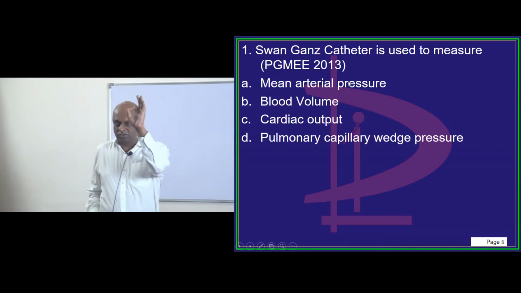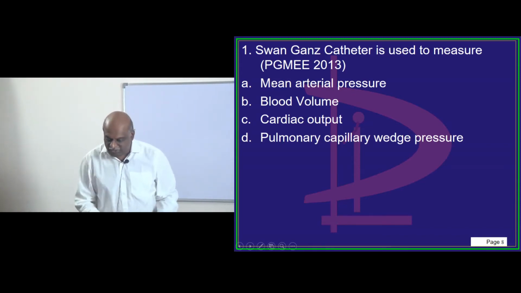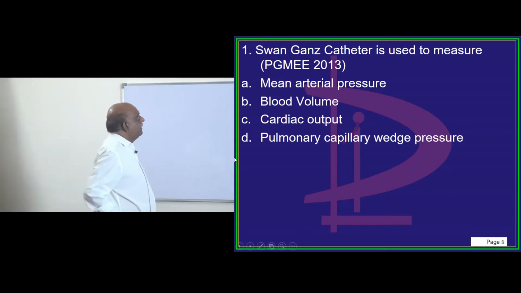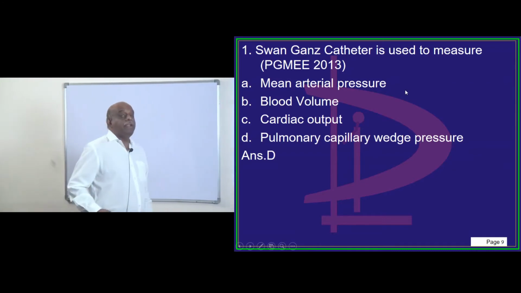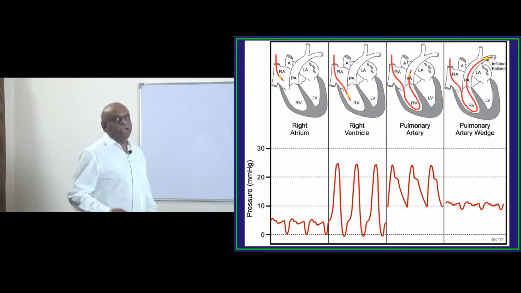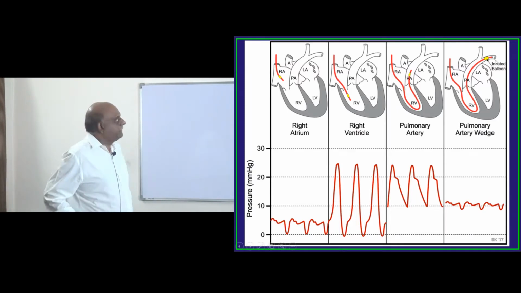Swan-Ganz catheter. Why do you use it? It is used to measure what? It is a very important question. It is the pulmonary capillary wedge pressure. To measure that, we use the Swan-Ganz.